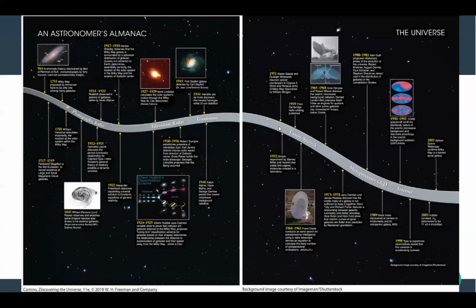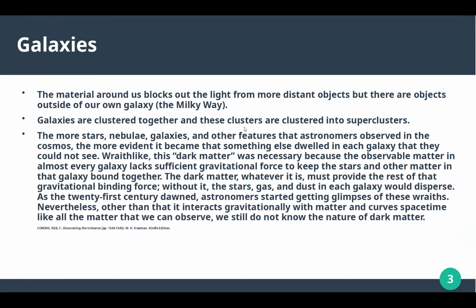currently living in. The material around us blocks out light from more distant objects, but there are objects outside of our own galaxy, the Milky Way. Galaxies are clustered together, and these clusters are clustered into superclusters.